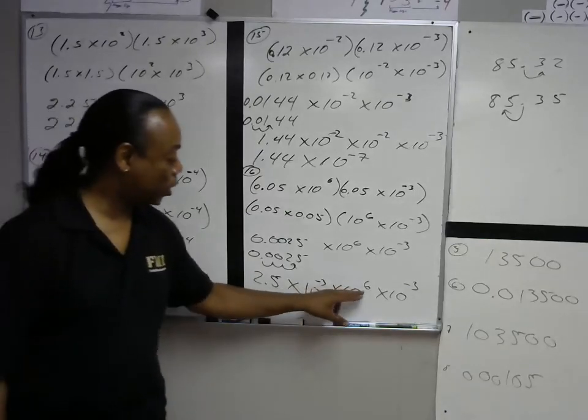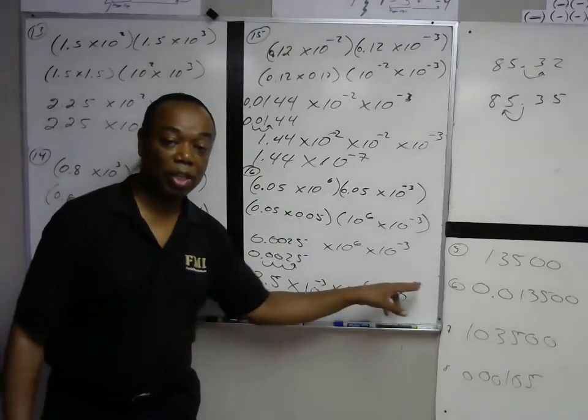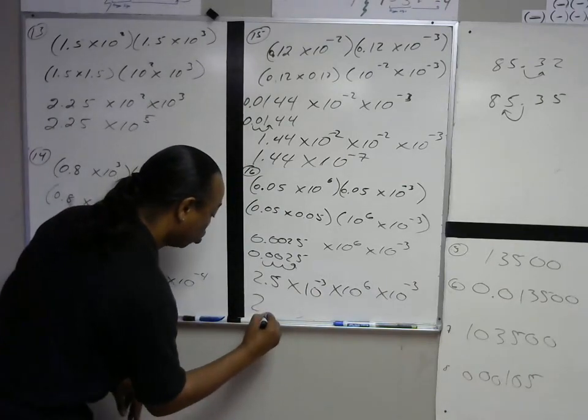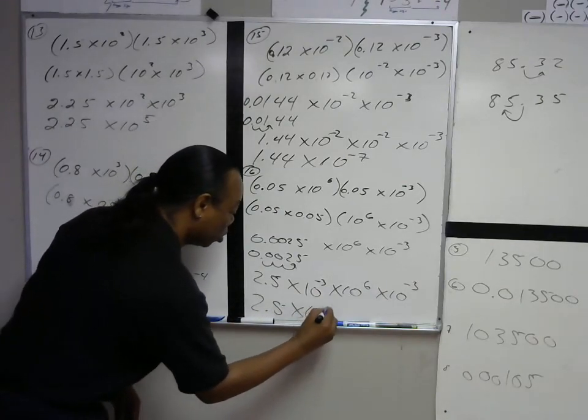So when you combine all these exponents, the -3, the 6, and the -3, you're going to get 10 to the 0 power. So this ends up being 2.5 times 10 to the 0.